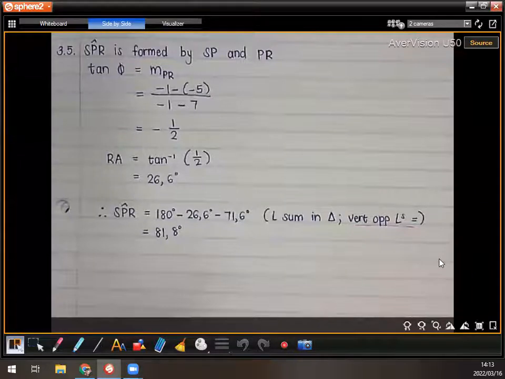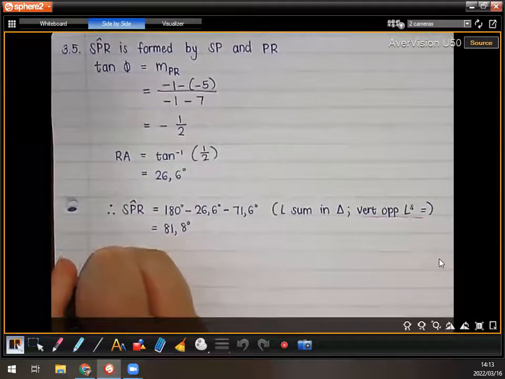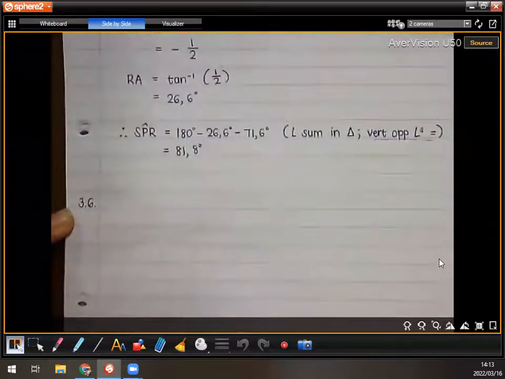Then 3.6, I told you not to do that one. You could try it if you wanted to, but I actually need to show you a different method to calculate that one, because that line that we need to find the angle of inclination of, we can't extend it. So we need a different method. In 3.6, they're asking for PSR, that's the question.